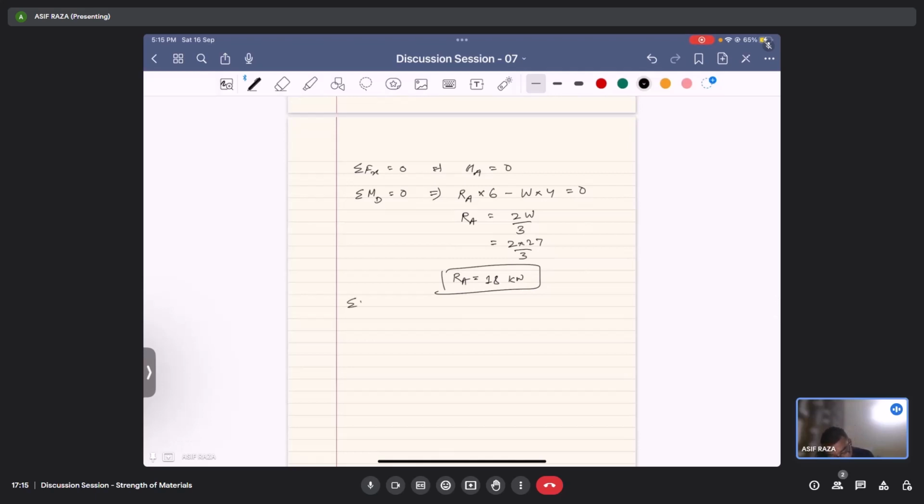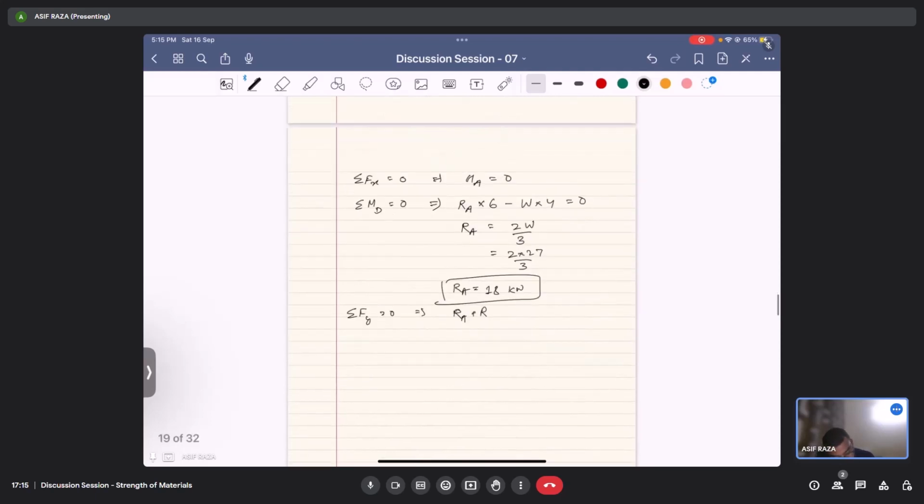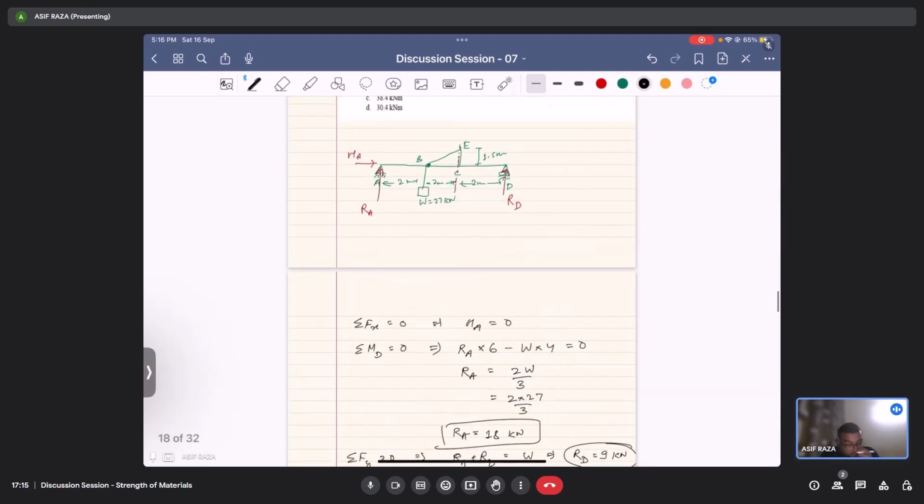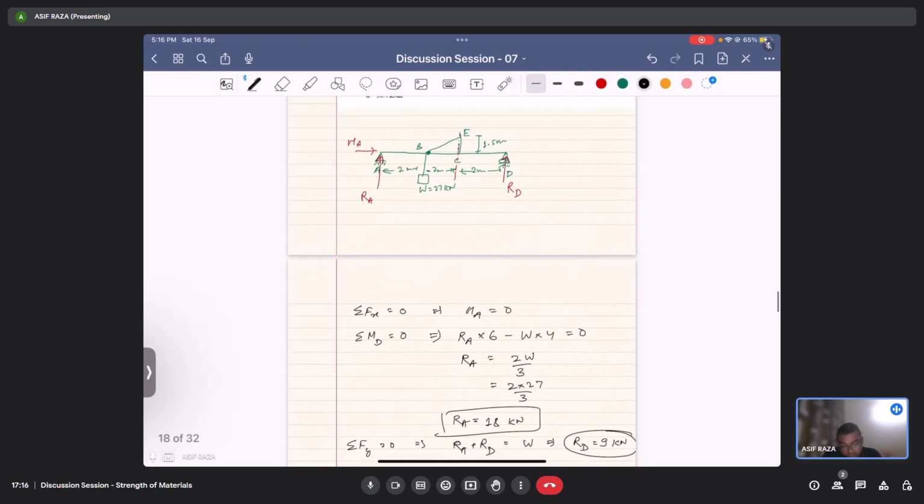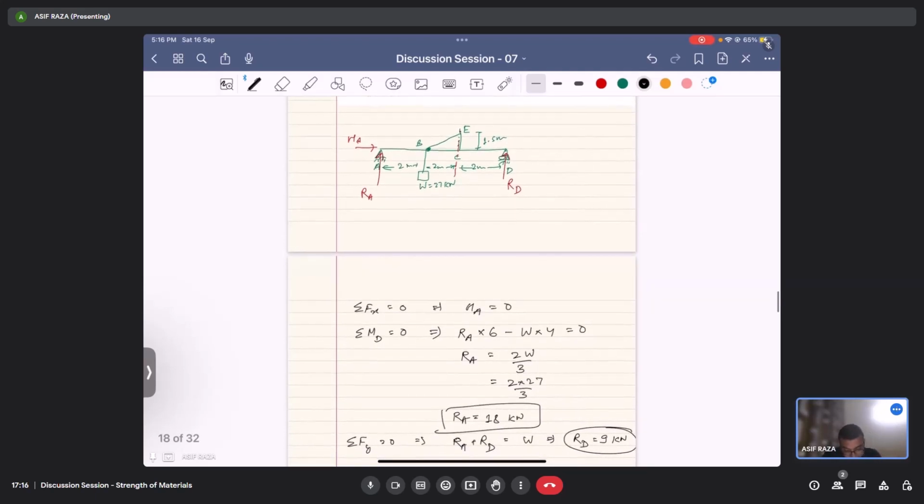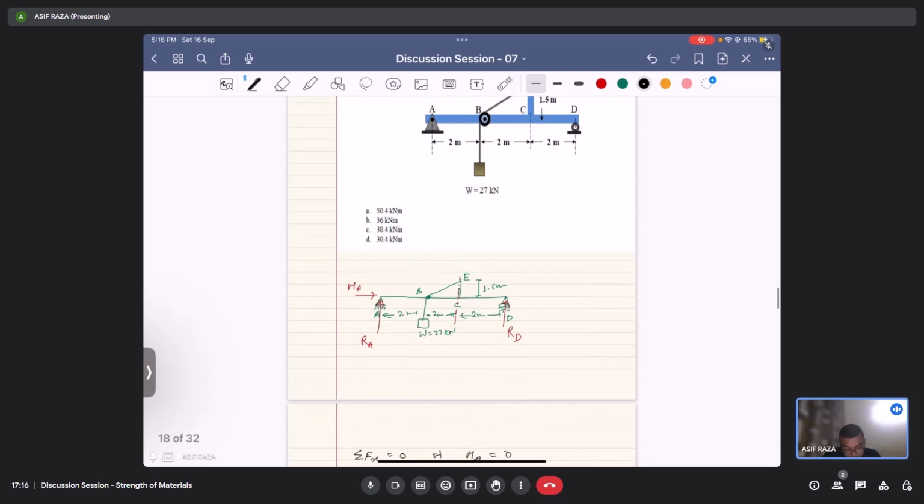So if you want to calculate RD also, that is RA plus RD is equal to W. This would give me RD is equal to 9 kilonewton. Okay, this is just an additional step, no worries. So reactions are done.